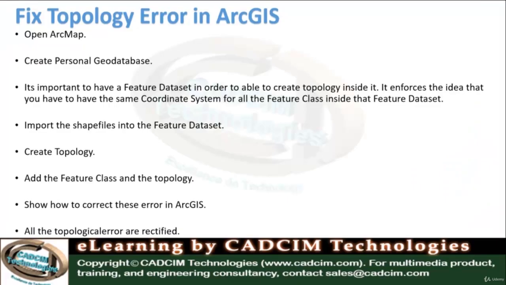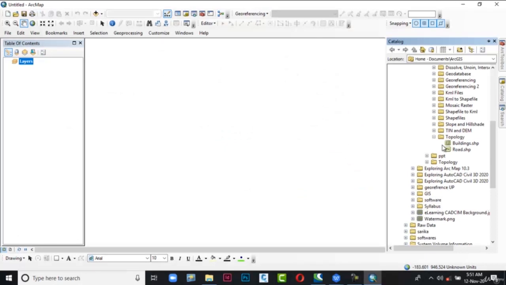Now we'll be building topology in ArcGIS. So for that, open ArcMap. For doing topology, at least we need a line shapefile, that is the road shapefile or river shapefile, etc., as well as a polygon shapefile, that is the region or building shapefile, etc. Also, you can add a point shapefile, but here I'll be using line and polygon shapefiles.